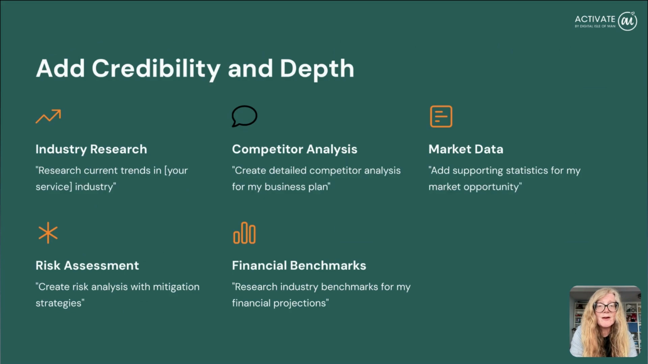You can also use AI in deep research mode to add even more depth and credibility to your plan. You can ask it to research industry trends, create detailed competitor analysis, or add supporting statistics. Try, research current trends in your service industry and how they might affect my business, or create a detailed risk analysis for my business plan, including potential challenges and mitigation strategies. These turn your plan into something truly comprehensive.